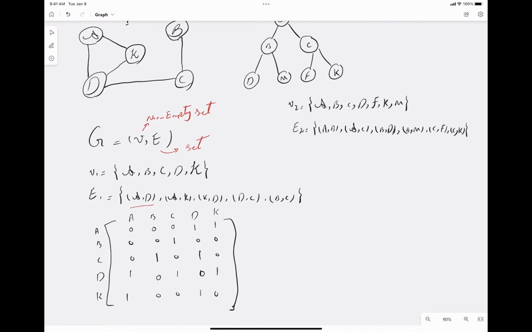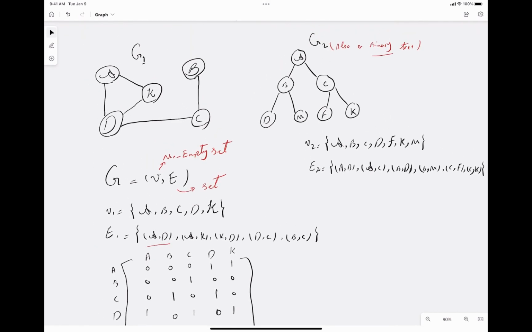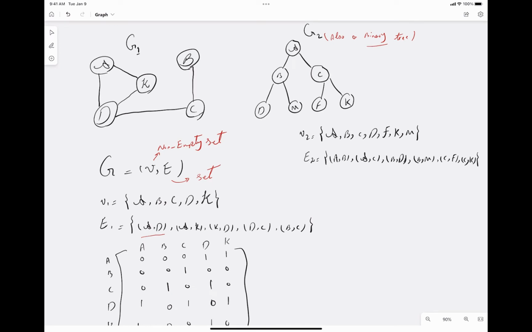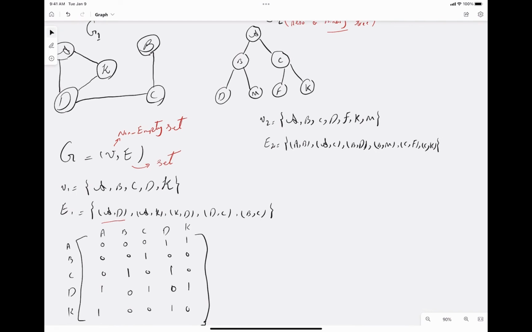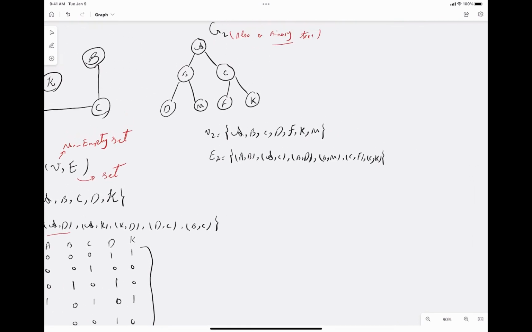So that's the adjacency matrix to represent a graph. It's going to be much easier to store or represent a graph using this matrix rather than drawing a graph or using the set of vertices and set of edges to show it. Same thing for the graph G2.